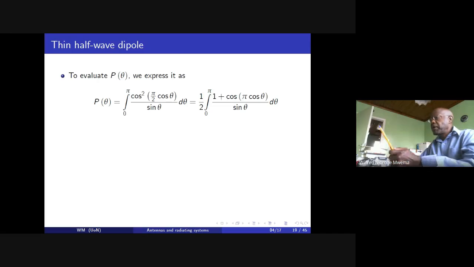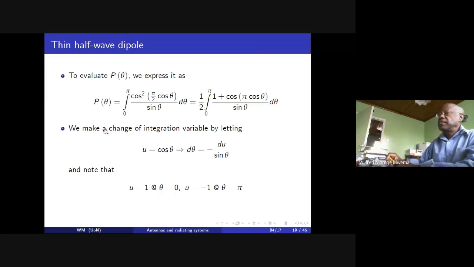So therefore, we can get the value of the cosine squared of pi by 2 cos theta, where we are now using that, and therefore we get that it's going to be given by a half of 1 plus the cosine of pi cos theta. And then we are dividing it by sine theta there to get the d theta, to get the integral. So that's the only thing we have done there.